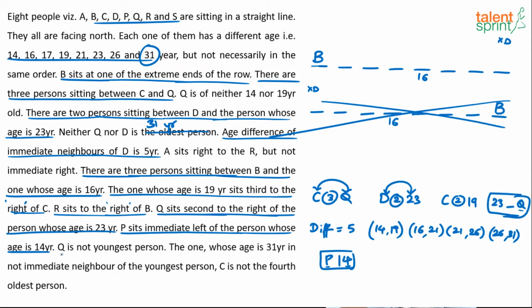Q is not the youngest person, meaning Q cannot be the 14-year-old. Youngest is 14, right? Q cannot be 14-year-old.